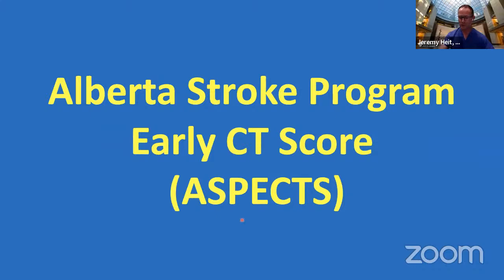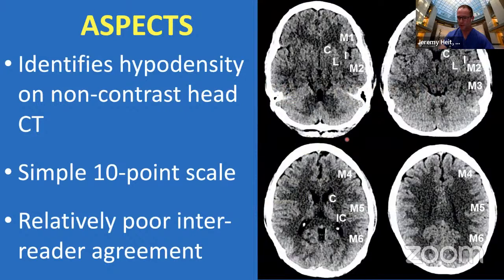And this is a useful tool, but it is a challenging tool. What you do is you break up the middle cerebral artery territory into these 10 standardized regions, which are shown here. Then you look at the images of your patient, and if you have a loss of density in these areas, you take off a point. So there are 10 possible points, and for each area that's injured, you lose a point. That's helpful. It's quantitative, and you want someone to be as close to 10 as possible.